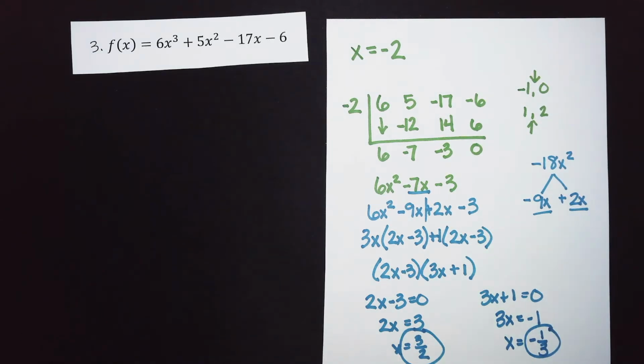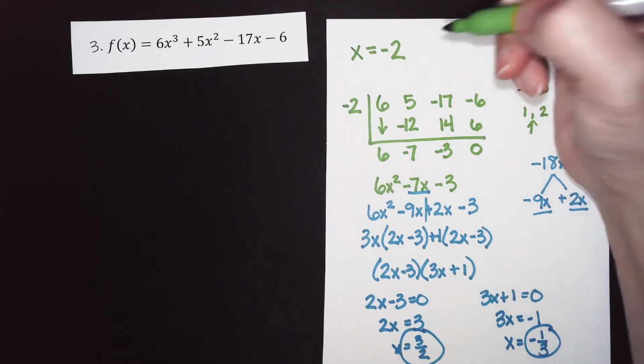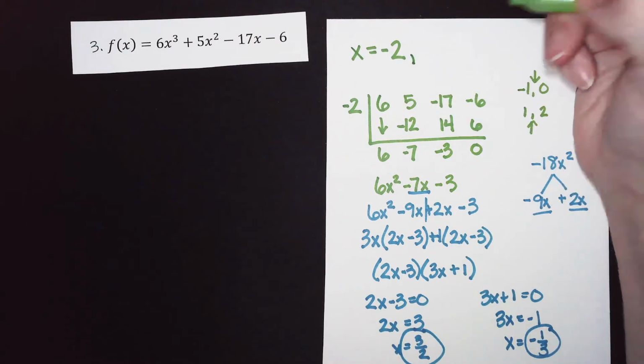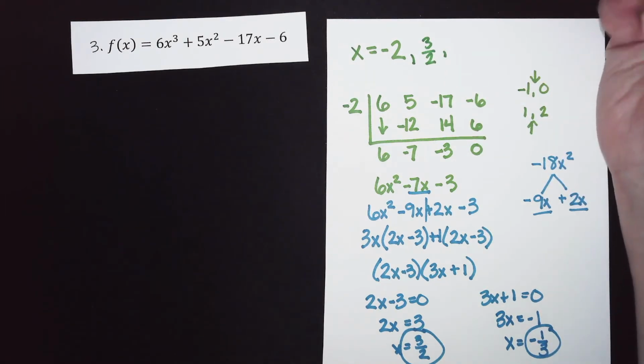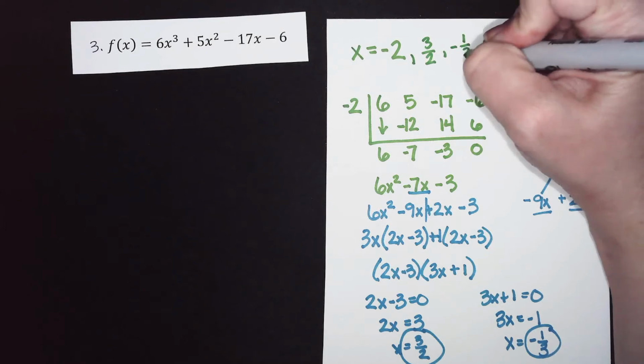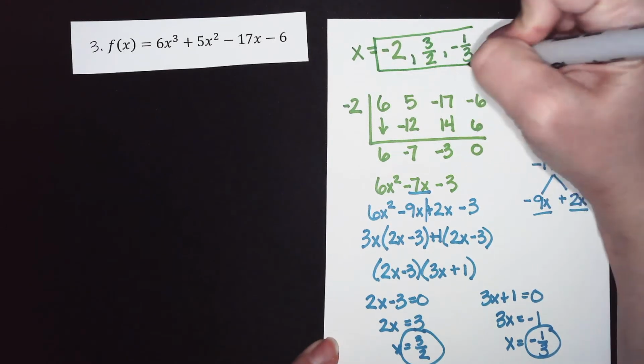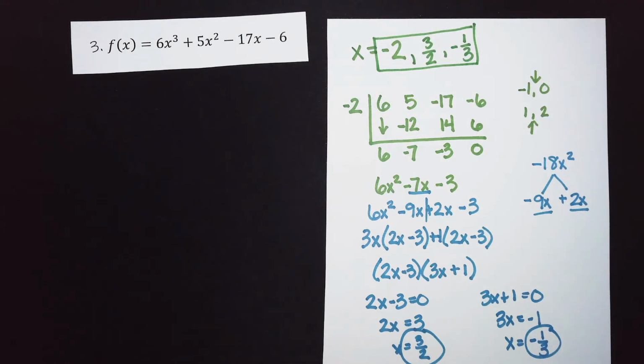All right, so when I list all of my answers, I have the negative 2. I also have 3 halves, or 1.5, and I have negative 1/3. So those are my 3 real zeros, and they're real zeros because they touch the x-axis.